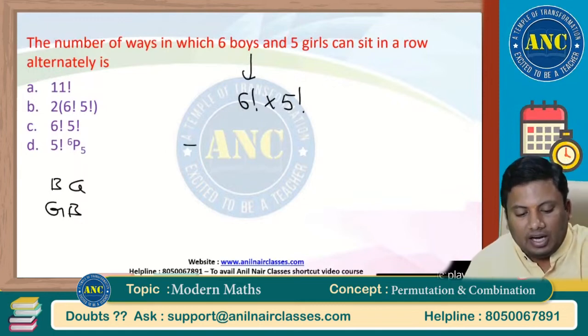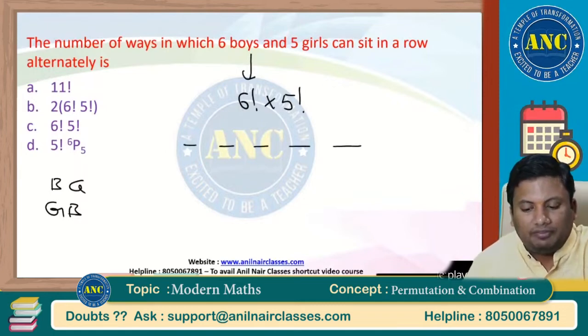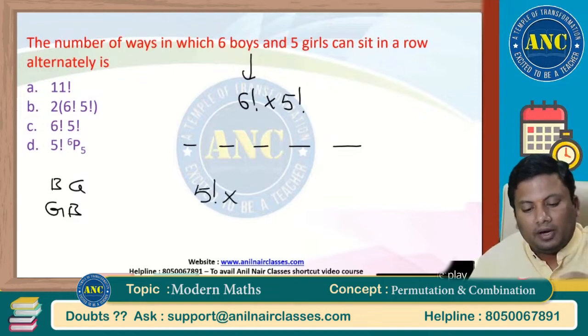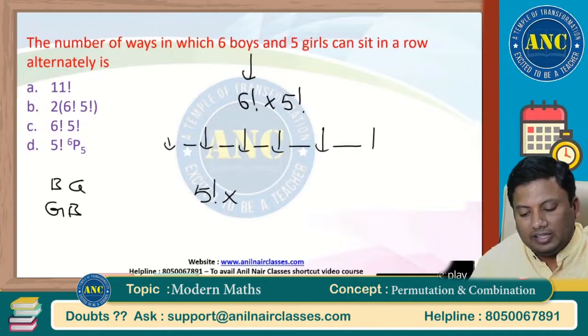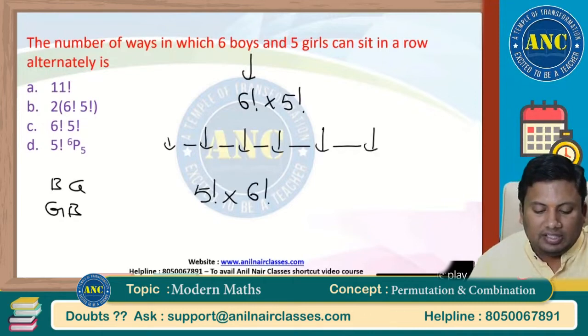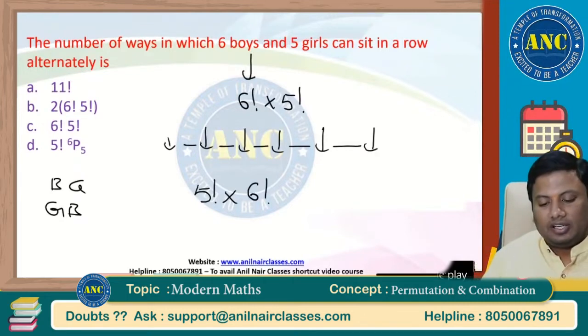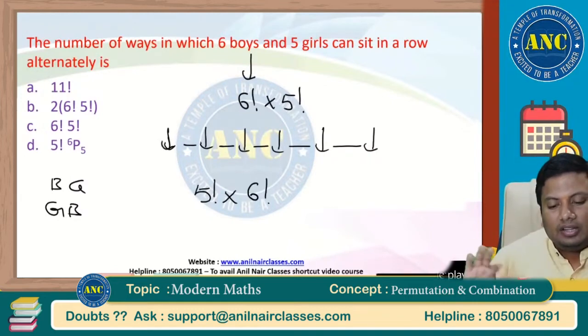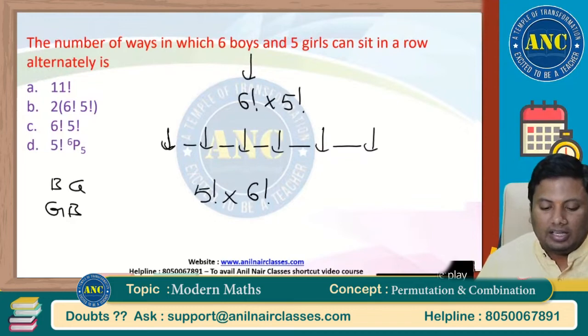Either you can start with girls 1, 2, 3, 4, 5. All girls can sit together in 5 factorial. Now boys 1, 2, 3, 4, 5, 6. Boys can sit together in 6 factorial. So first you can arrange girls, then boys. They need to sit alternatively.